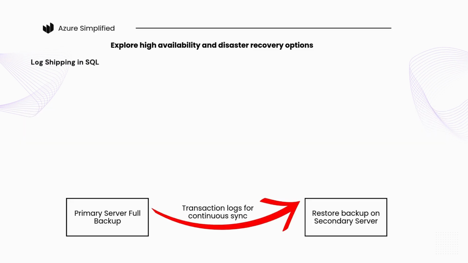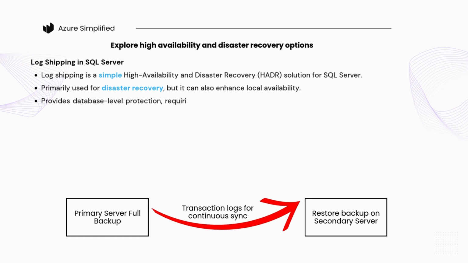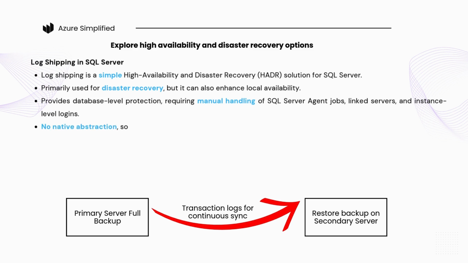Log shipping in SQL Server. Log shipping is a simple high availability and disaster recovery (HADR) solution for SQL Server. Primarily used for disaster recovery, but it can also enhance local availability. It provides database-level protection, requiring manual handling of SQL Server Agent jobs, linked servers, and instance-level logins. There is no native abstraction, so failover requires handling name changes manually.